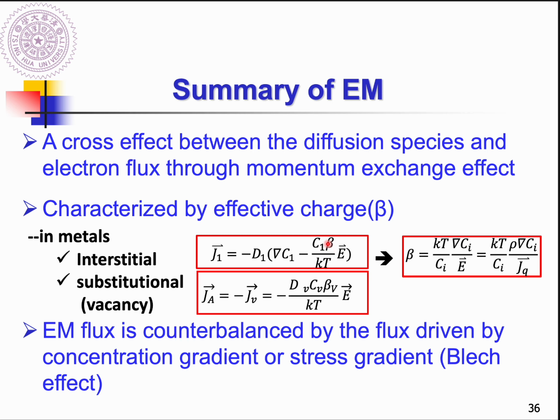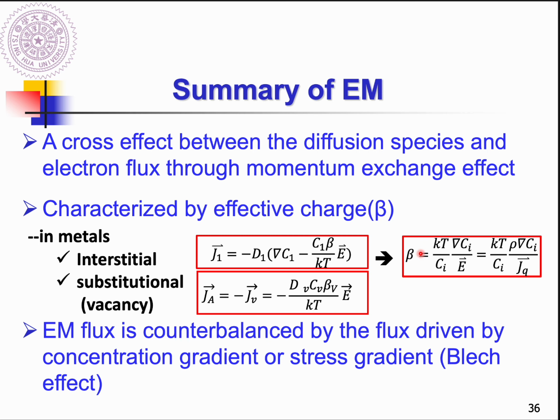And the driving force here, we use beta E to represent the driving force. And we also showed you how to define or determine the value and sign of the beta. And the physical meaning of the sign of the beta is, if the beta is negative, it means these interstitials move to where?